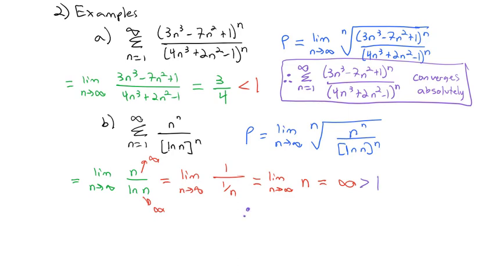And so the root test, just like the ratio test, tells us if rho is greater than 1, then the series, as n goes from 1 to infinity of n to the n over the natural log of n to the n power, diverges.